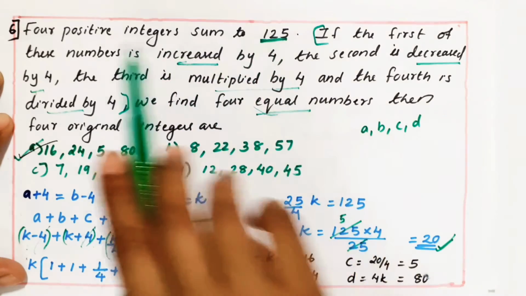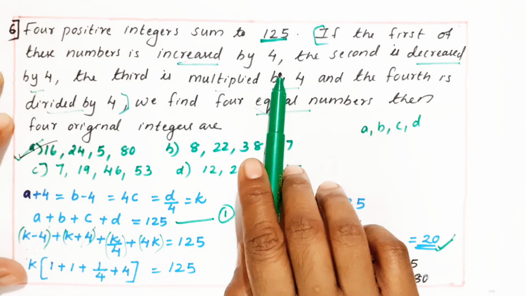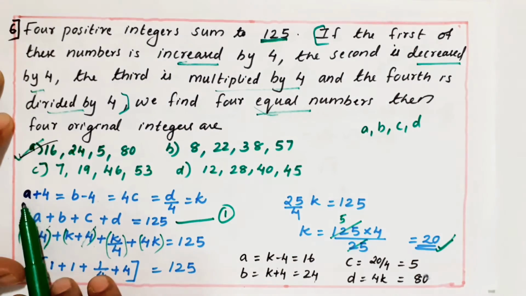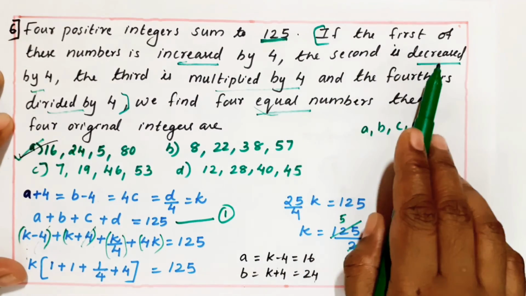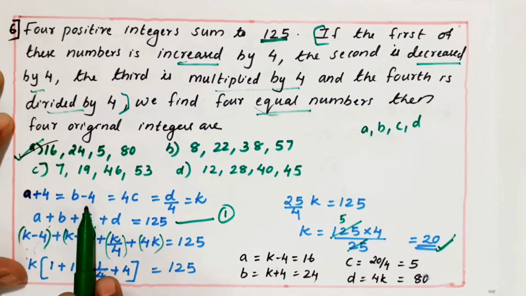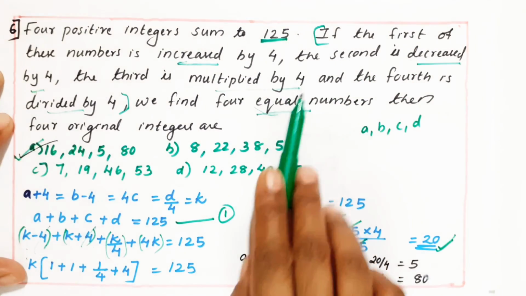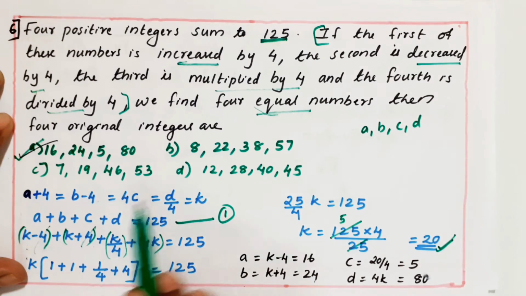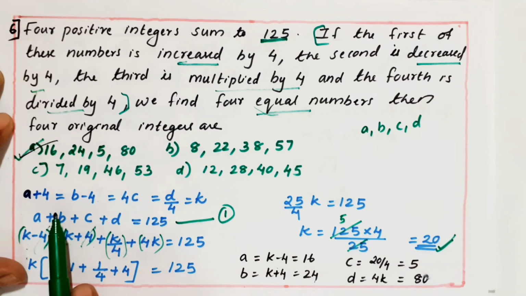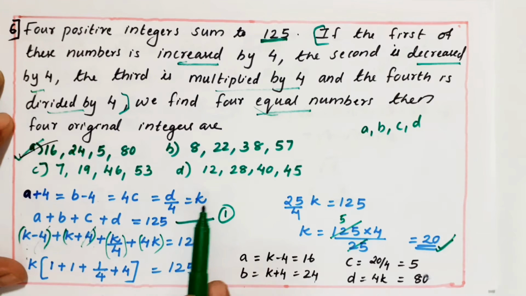Then they told the first number is increased by 4. It means first number plus 4, A plus 4. Second number decreased by 4, that is B minus 4. Third number multiplied by 4, that is 4C. Fourth is divided by 4, D by 4. So A plus 4 is equal to B minus 4 equal to 4C is equal to D by 4 is equal to K. Because they told us they are equal, I am keeping it as K.